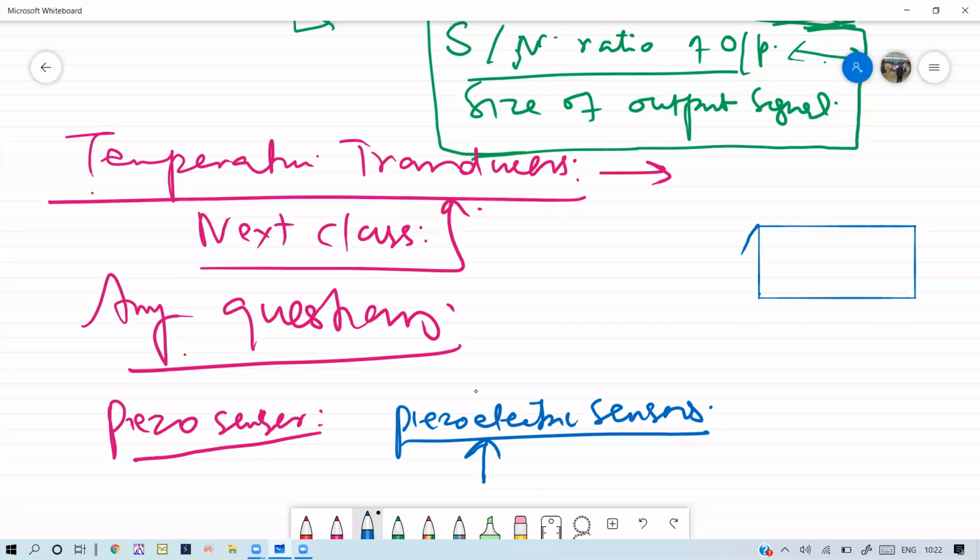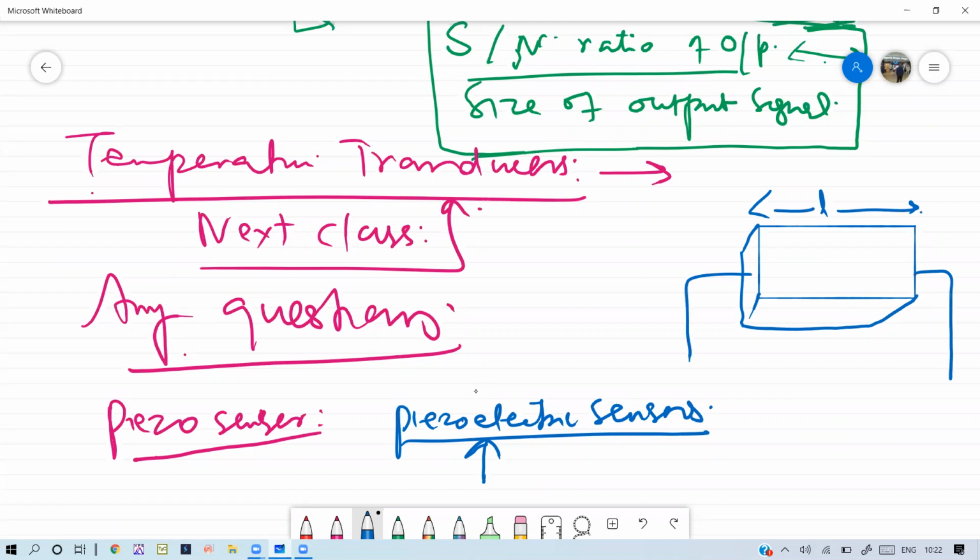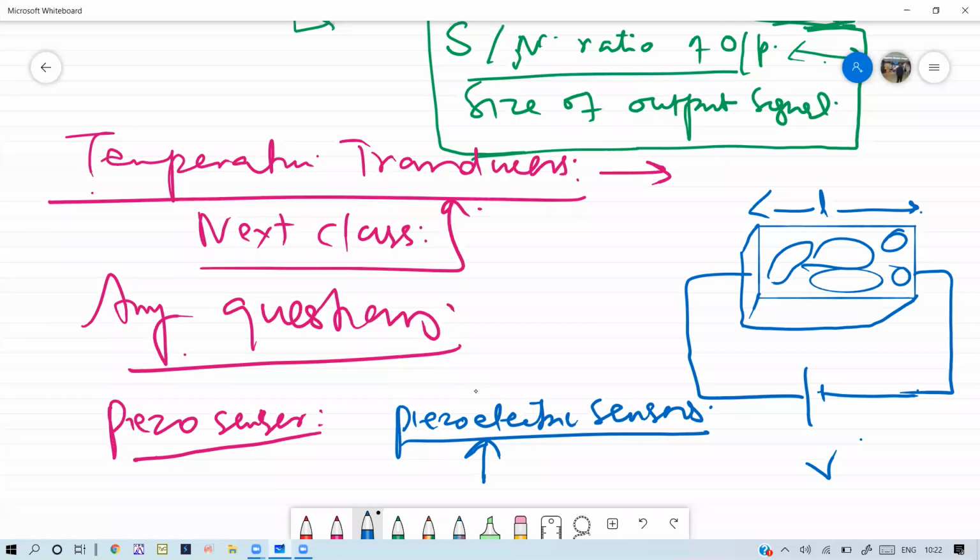If you have a particular dimension here and you apply some field, some voltage, there is a change in the electric domains in the material. So the domains change, they orient themselves. When they try to reorient, the domains reorient. We will discuss them in detail. This is just an idea I am giving. So they will reorient, and by that, the dimensions change.